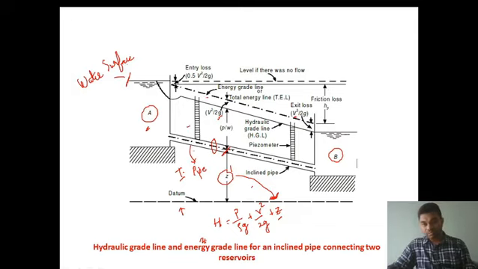Let me just find the pointer. This is the water surface of reservoir B.